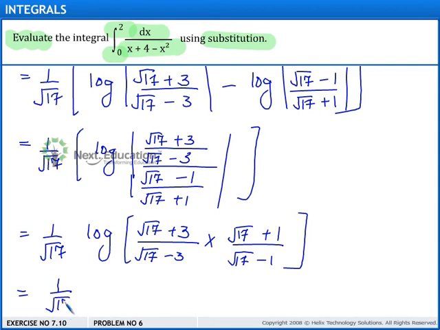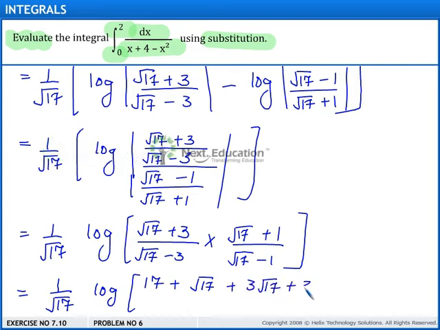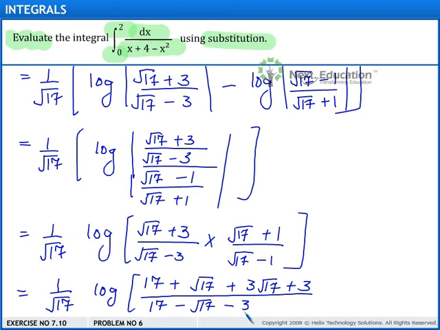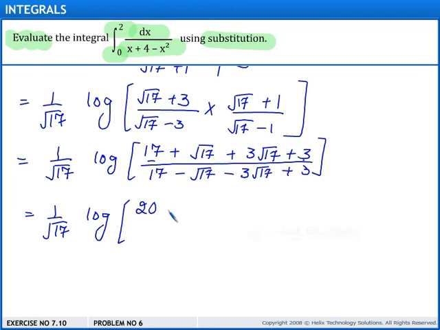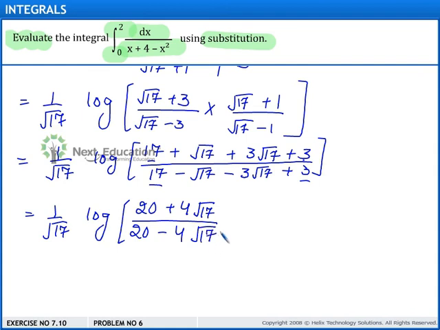This is further equal to 1 upon square root of 17 log of square root of 17 into square root of 17 is 17, plus square root of 17 plus 3 times square root of 17 plus 3, divided by 17 minus square root of 17 minus 3 times square root of 17 plus 3. This is further equal to 1 upon square root of 17 log. Now 17 plus 3 is 20 and this gives plus 4 into square root of 17, divided by 17 plus 3, which is again 20, minus 4 square root of 17.